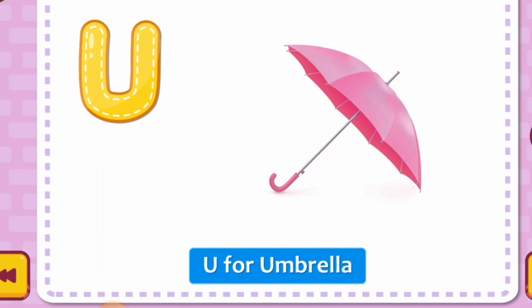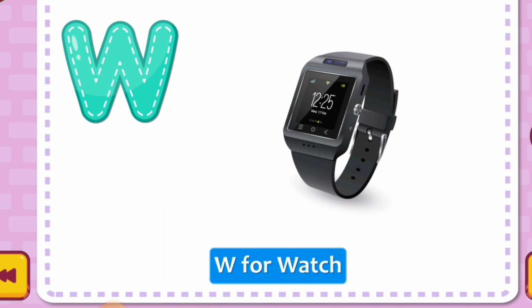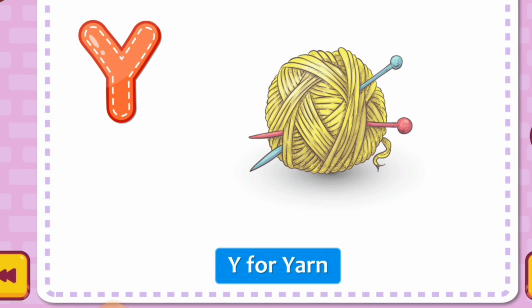U for umbrella. U, umbrella. V for violin. V, violin. W for what? W, what? X for xylophone. X, xylophone. Y for yarn.